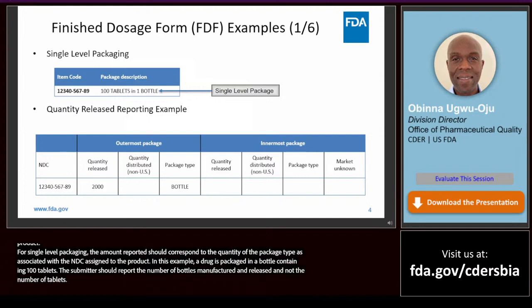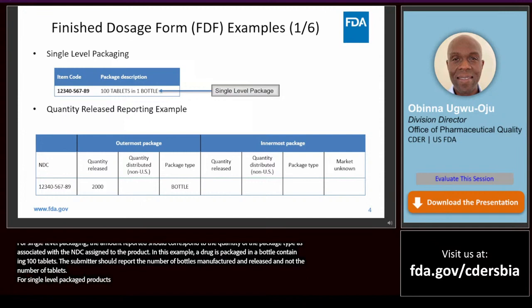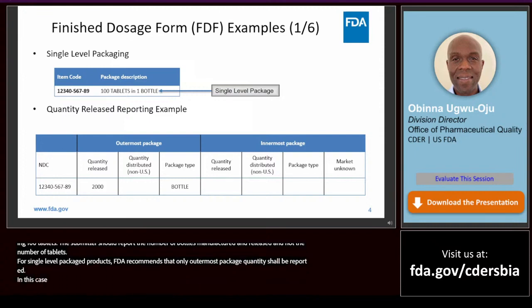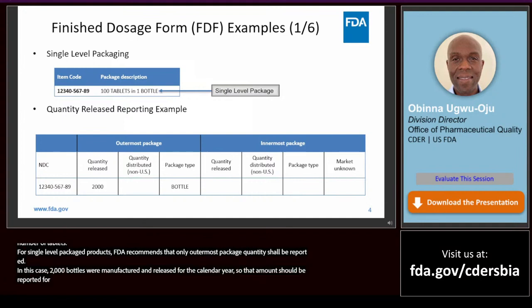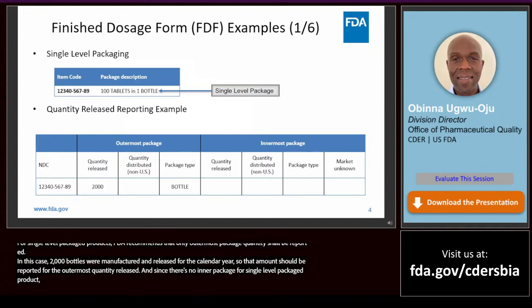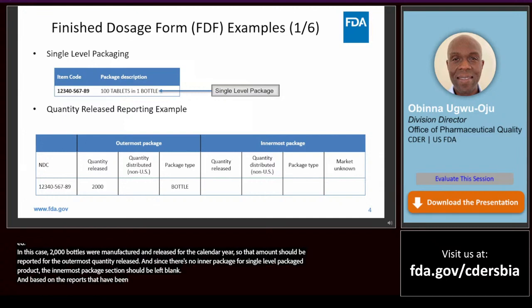For single-level package products, FDA recommends that only outermost package quantity should be reported. In this case, 2,000 bottles were manufactured and released for the calendar year, so that amount should be reported for the outermost quantity released. And since there's no inner package for single-level package product, the innermost package section should be left blank.